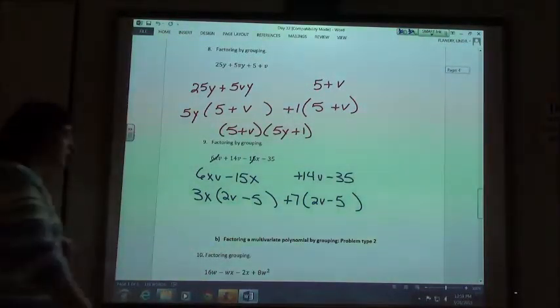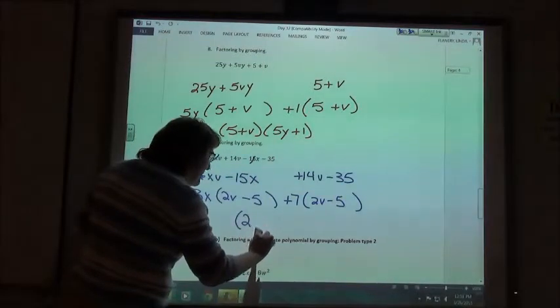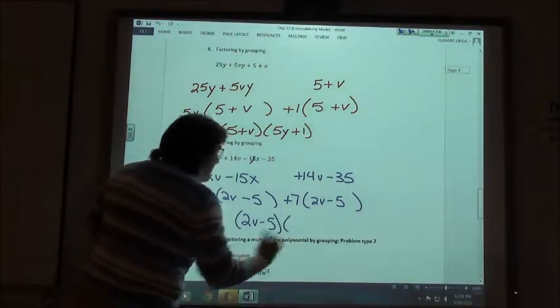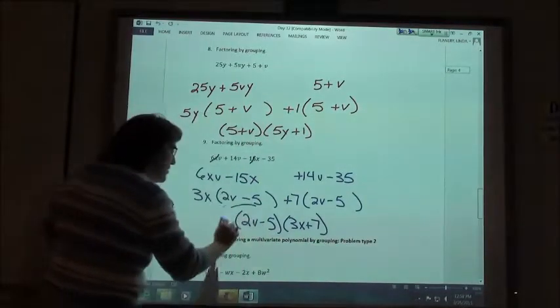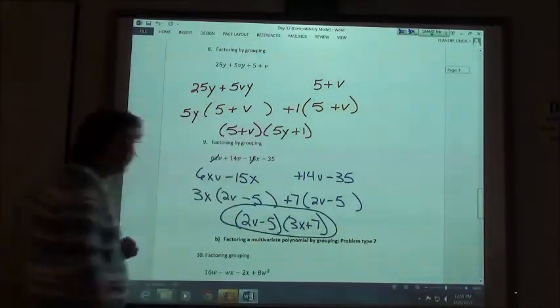Therefore, my factors are going to be 2v minus 5 times the 3x plus 7.